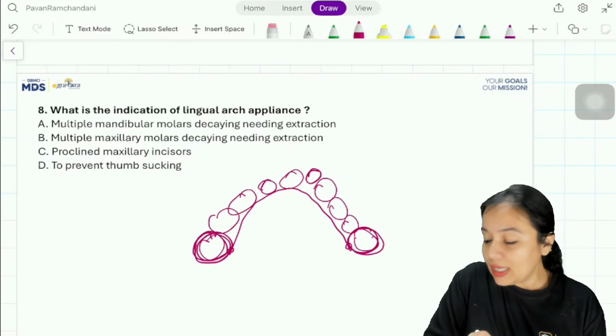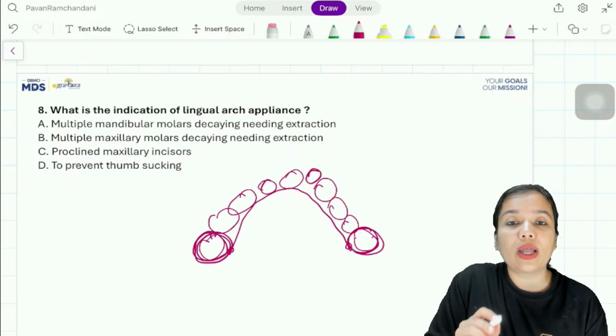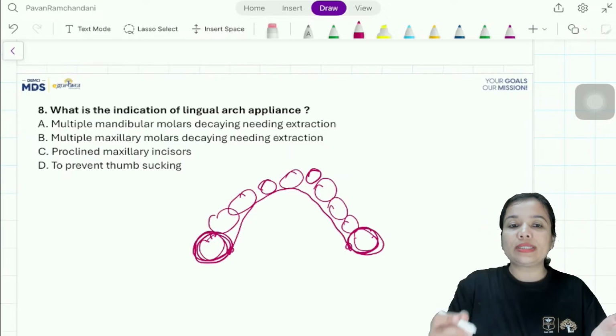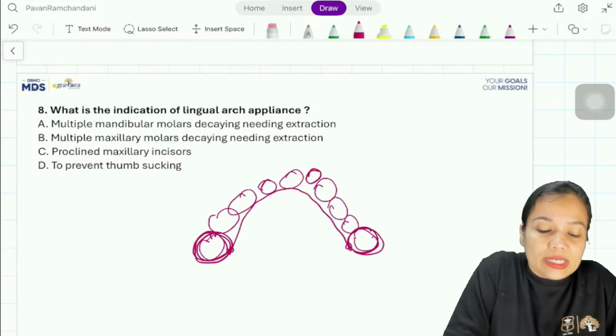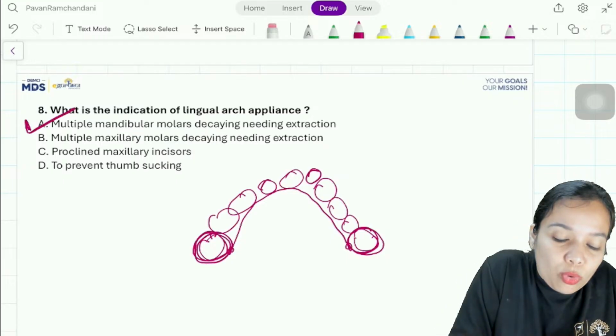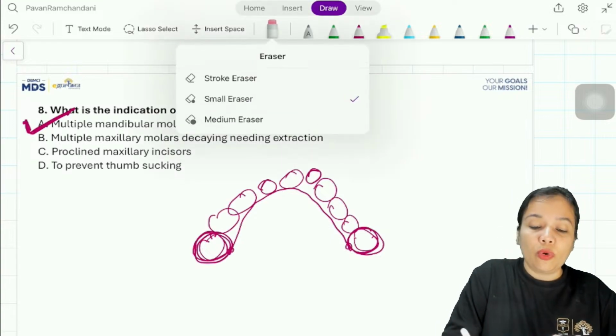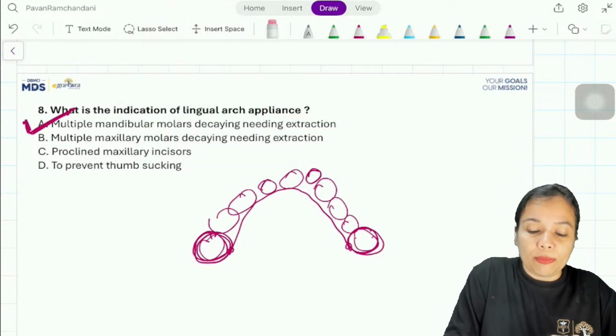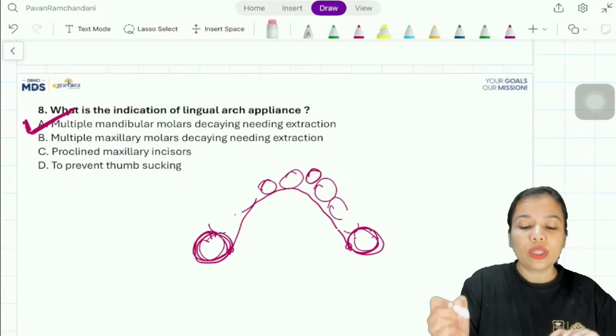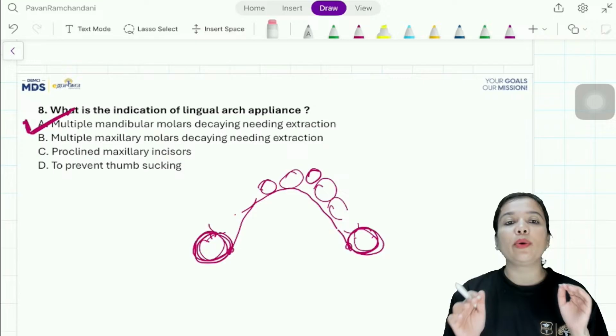So this is the lingual arch. So what is the indication? It is multiple mandibular molars which are decaying and need extraction. So if you had to extract this particular tooth and this particular tooth and say this particular tooth, then you go for a lingual arch.